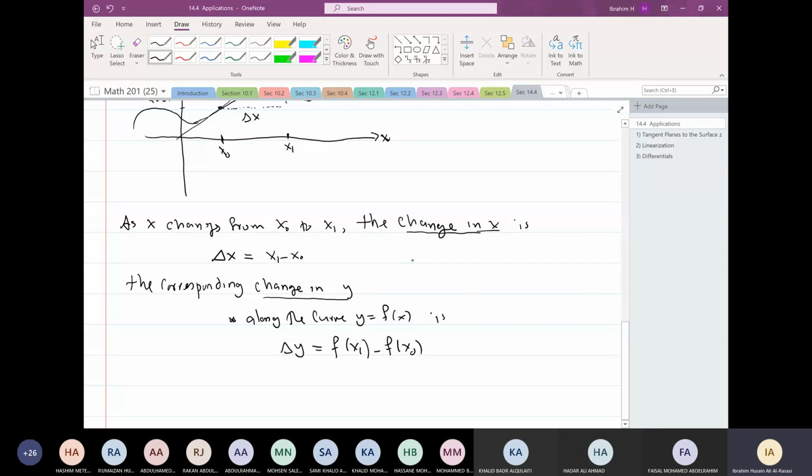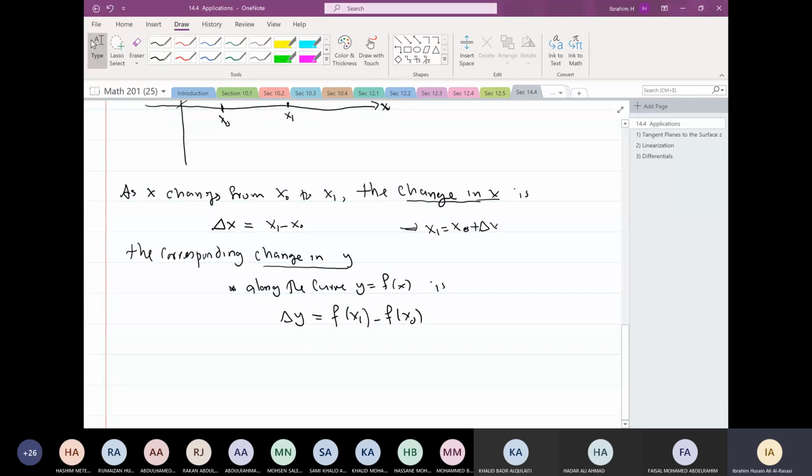From here I can get what x1 is: it will be x0 plus delta x. So here I can replace x1 by x0 plus delta x, minus f of x0. Change in y again, f final minus f initial. This is what we have initially here, and this is just a reminder of what we did in Math 101. I hope it is clear up to now.